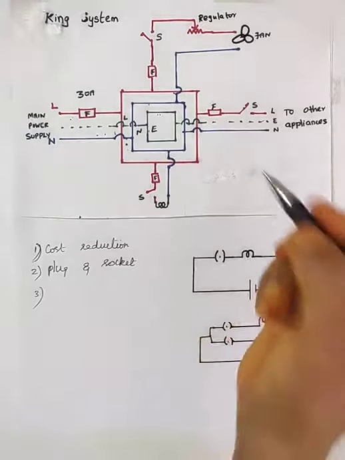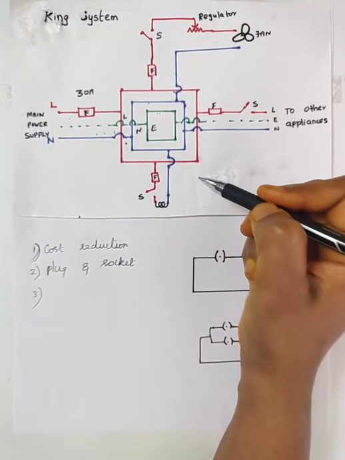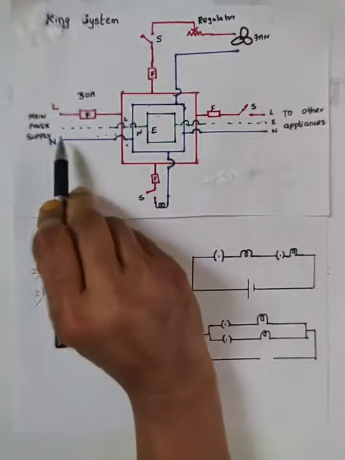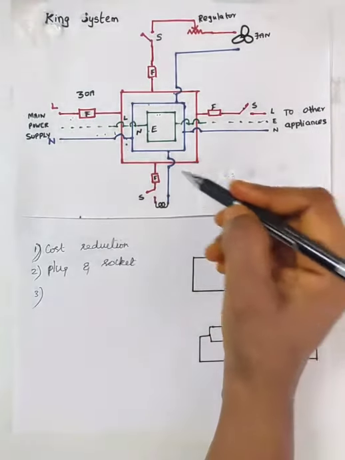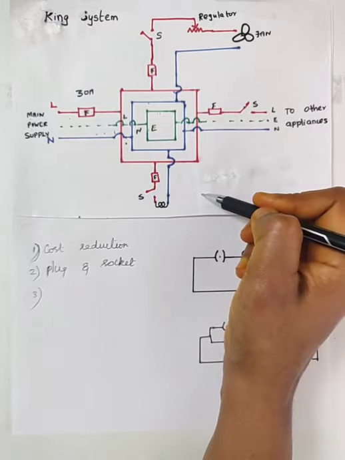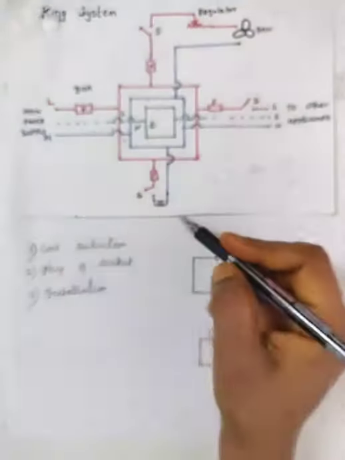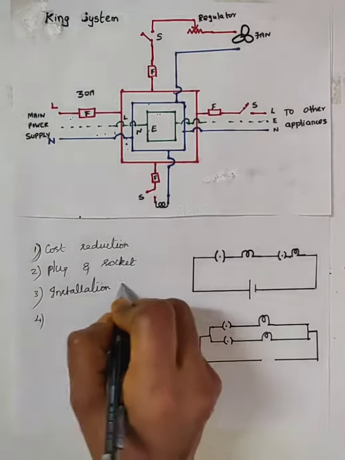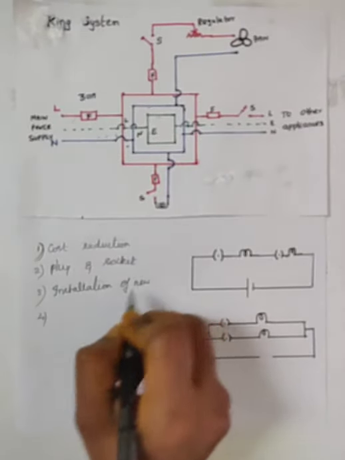Third one, if you want to connect any new appliance in the room, the connection need not be taken from the distribution board. Directly you can connect to the ring system of wiring which is running in that room. So for the installation of any new appliance, the connection need not be taken from the distribution box. It can be directly connected to the ring system of wiring.